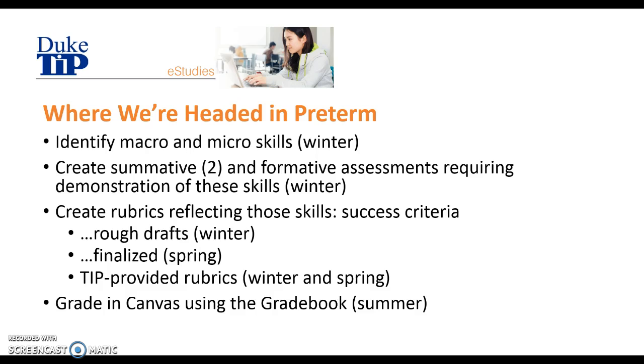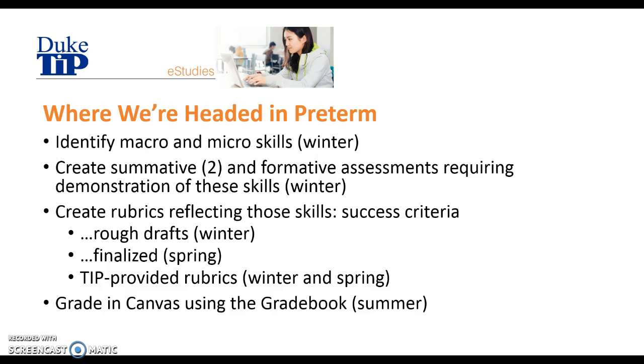Right now, this winter, you're identifying your macro and your micro skills. Then your next step is you're going to create some assessments. You're going to begin with the end in mind and do what's called backwards planning. You're going to create your summative, which is your biggest assessments, where students can't really redo them for a new grade, and formative assessments, lower stakes practice assessments, all that build into the summative. All of these are going to require some demonstration of some of your skills. So that's for winter. And then by the spring, you will be building rubrics that reflect those skills.